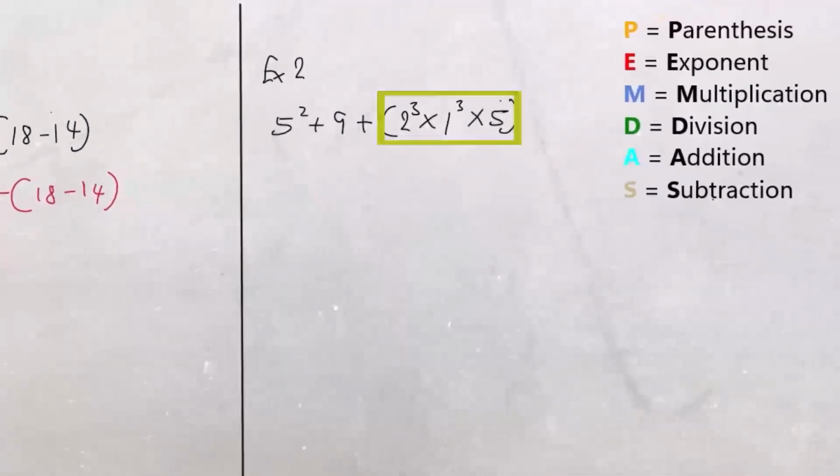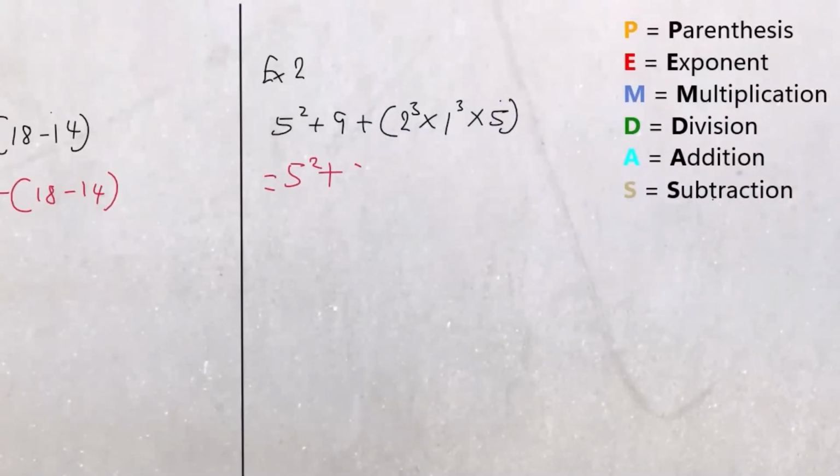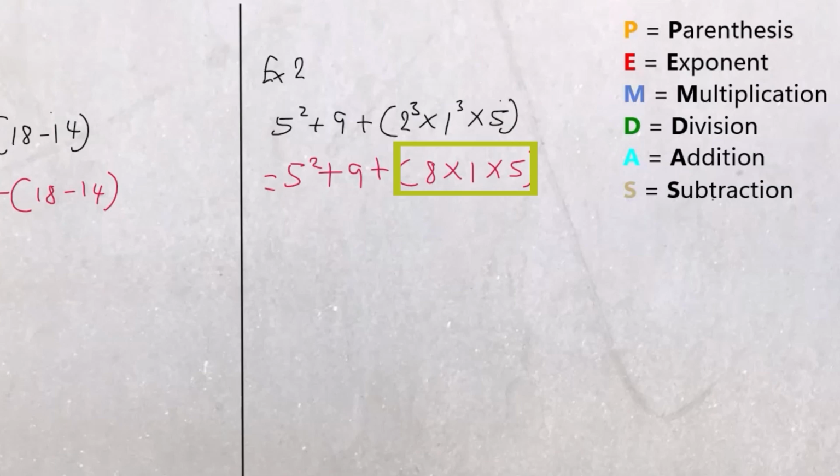On this side, we have to deal with the bracket first. 5 raised to the power of 2 plus 9 plus 2 raised to the power of 3 is the same thing as 2 times 2 times 2, which is 8, times 1 raised to the power of 3 is 1, times 5. We still have to deal with the bracket first. Bring down the 5 squared plus 9 plus 8 times 1 is 8, times 5 is 40.